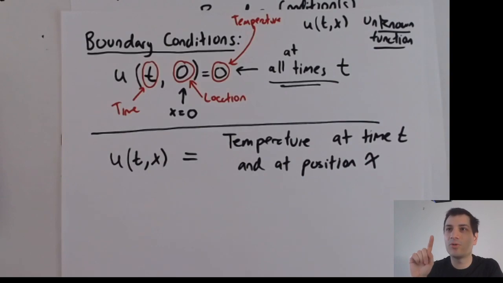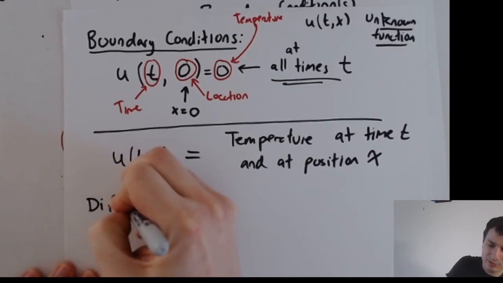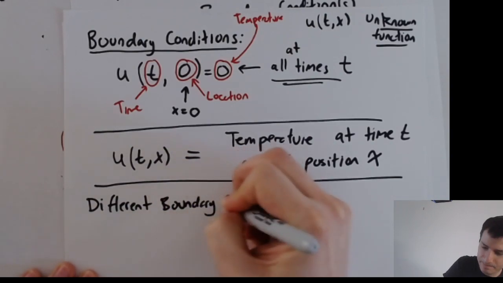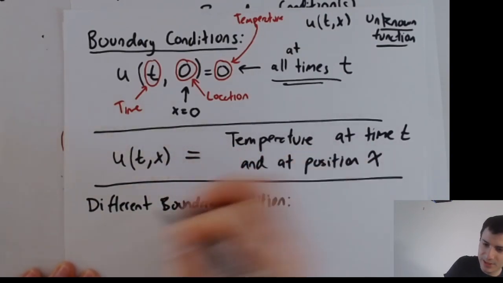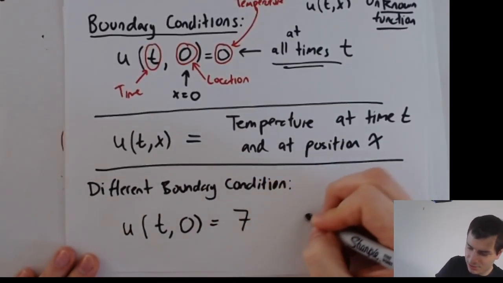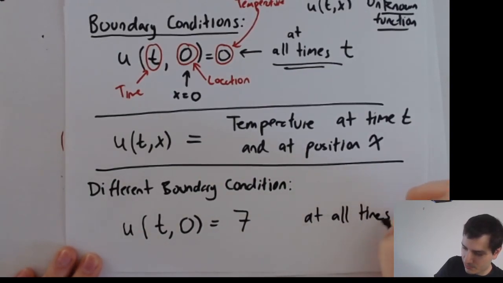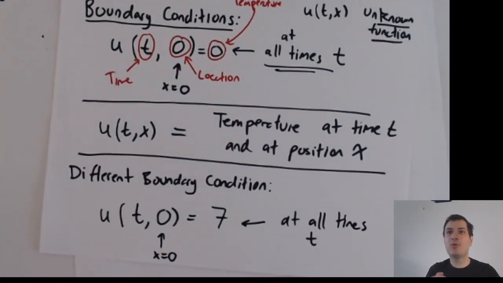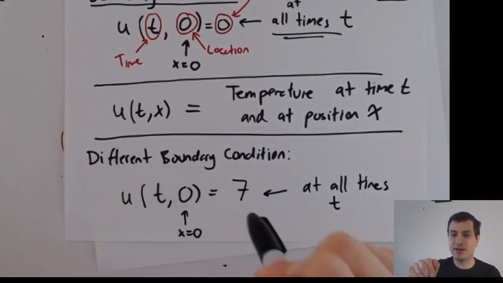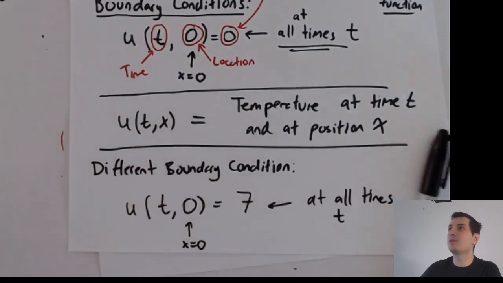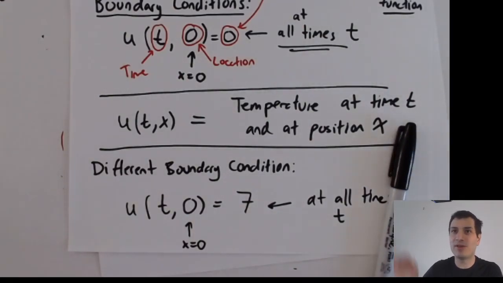And the question is, what happens if it's not 0? You can set it to any value you want. So a different boundary condition would be u(t, 0) equals 7 at all times t. So this is, again, at x equals 0. And what this would represent is keeping one end of the bar always constant, but the constant is now 7. So you can totally do that. That's a different boundary condition. It's not listed in the ones I gave in the Top Hat question, but it's a totally valid boundary condition.